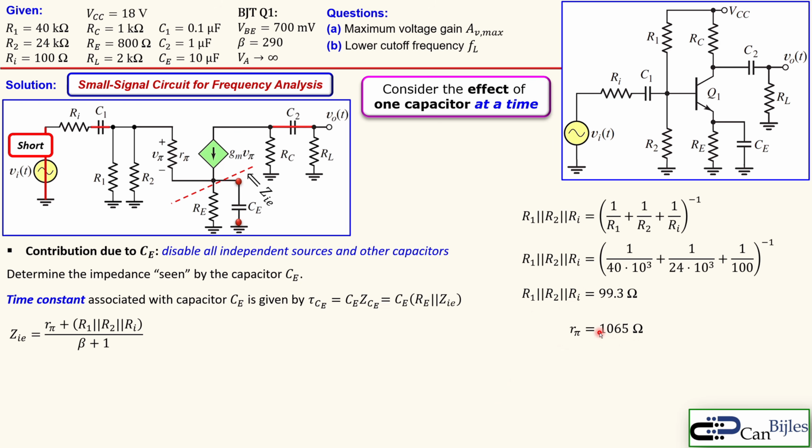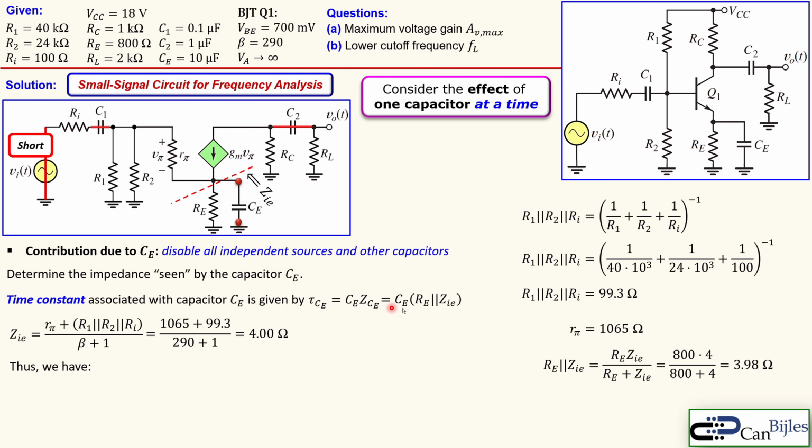R pi was already calculated, so it is 1065 ohms. That's now shown here. So we substitute everything and you get very close to 4 ohms. So we get 4 ohms effectively looking up, in parallel with this 800 ohms. So we can already say that this is also almost 4 ohms. More closely it is 3.98 ohms.